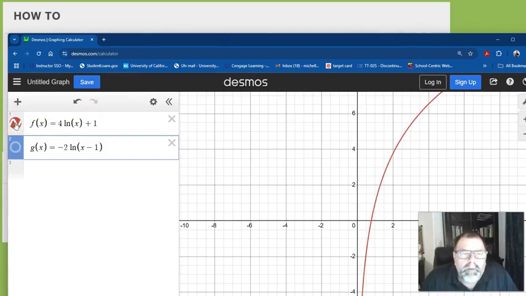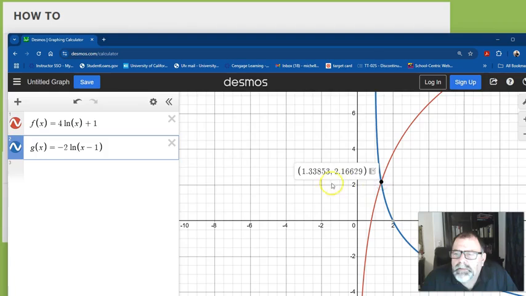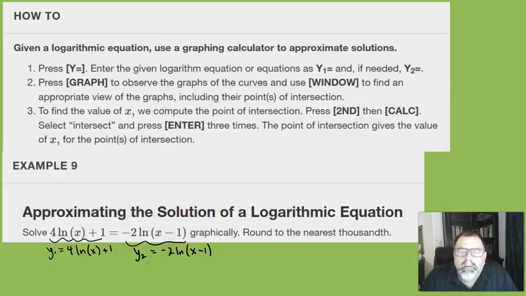So the left side is this red graph, then the right side, and they intersect right there. And we wanted to go to how many places? 1.33853, we wanted 3 decimal places, and there's thousands. So x equals 1.3385, so that'll be 9. And that's our solution.